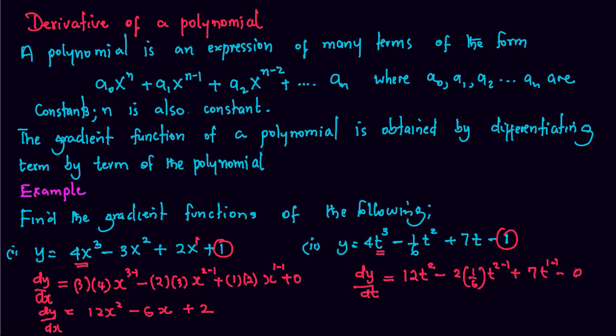And this simplifies to give us dy over dt is equal to 12t squared minus a third t plus 7. Because t raised to the power 0 is equal to 1. So that expression is equal to 1.